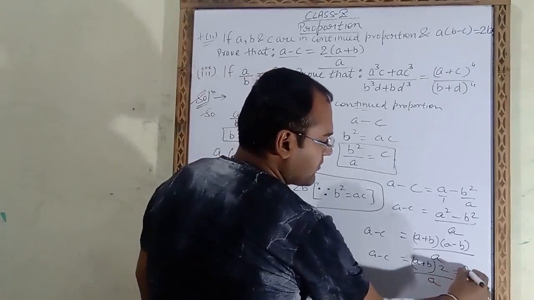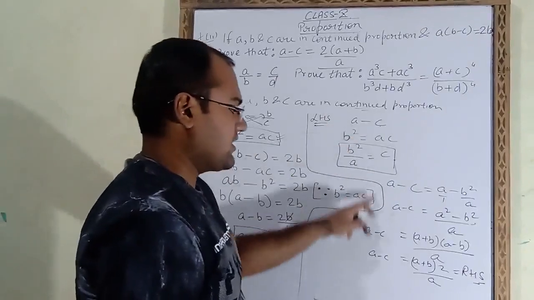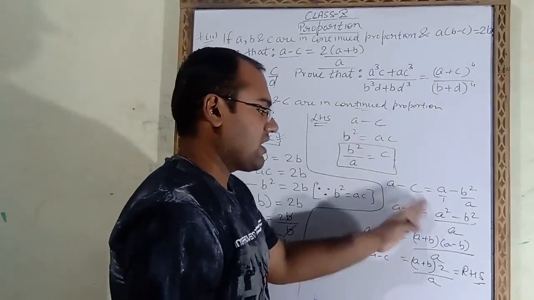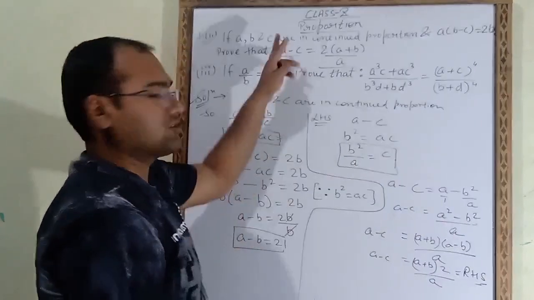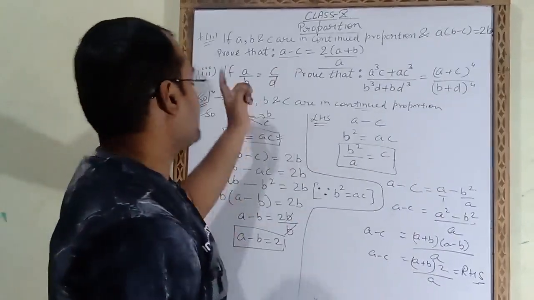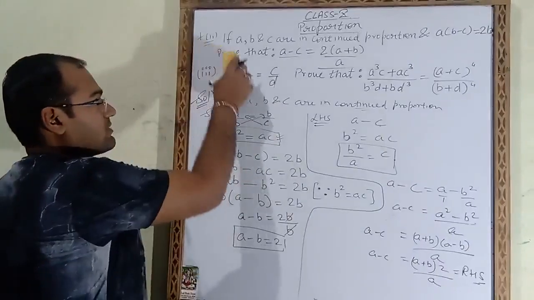That means we have proved that the left hand side we had solved, and on solving, the final answer of the left hand side is coming equal to the right hand side. So like this you have to do this first part. Now come to the second part, part number 3 of this question. Question number 7, part number 3.